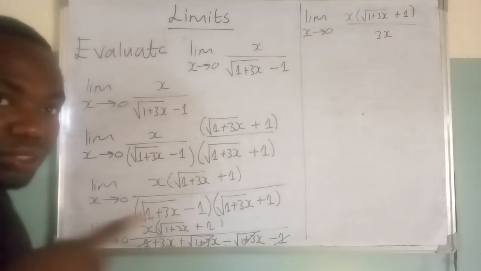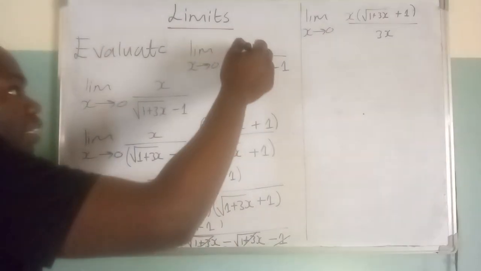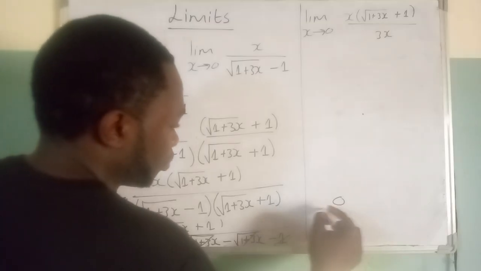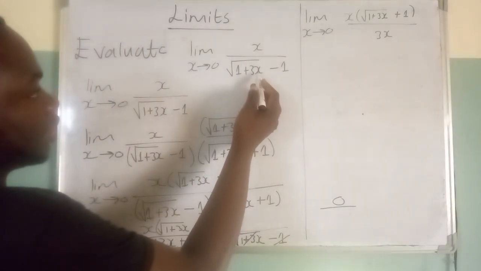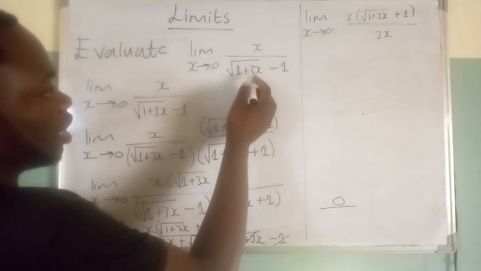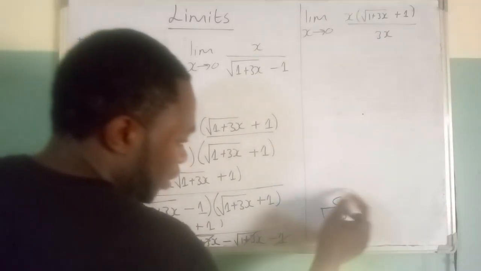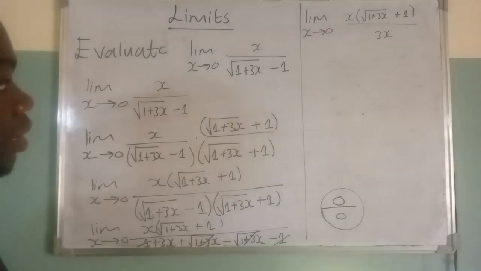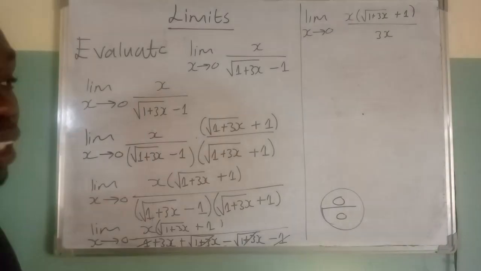Why are we saying we're supposed to rationalize? The reason is that when we substitute 0 where there is x on the numerator, we're having 0, divided by, when we substitute 0 where there is x, we have 0 times 3, that is a 0, plus 1, that is 1. The square root of 1 is 1, minus 1, we have 0. So we're not supposed to have this to be the result after evaluating the limit. That's the main reason why we are rationalizing the given question.